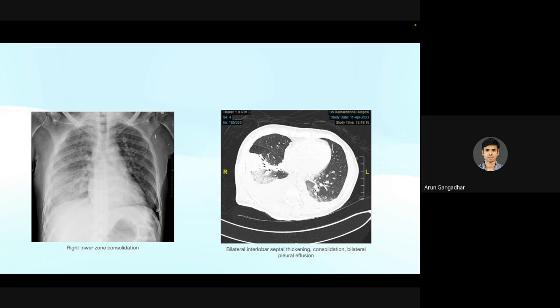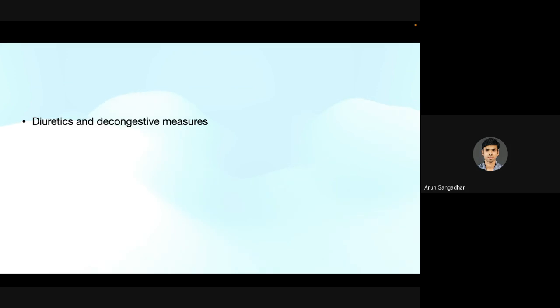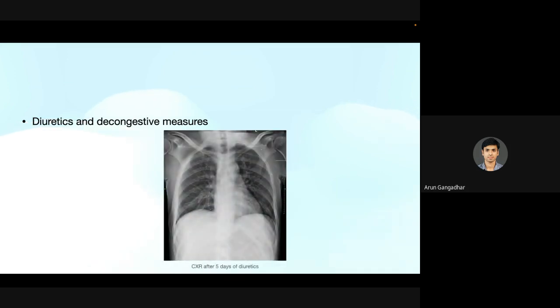So CT helped pick up the clue here. What it shows is the right side consolidation, along with pleural effusion bilaterally. Along with that, we picked up interlobular septal thickening, which is quite diagnostic of a fluid overload pattern. So in this patient, heart failure with preserved ejection fraction was diagnosed, and the patient was put on diuretics and decongestive measures, and as such, the patient improved beautifully.